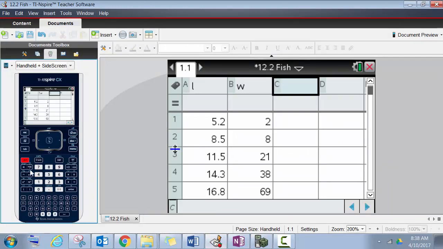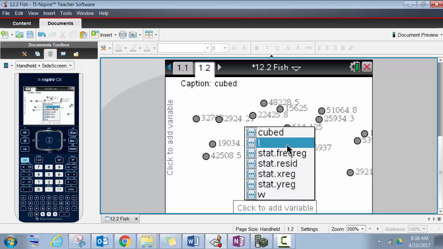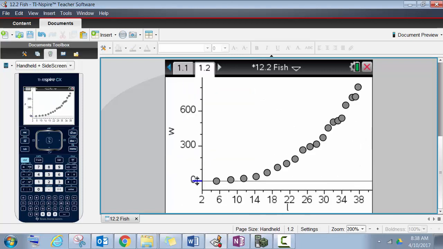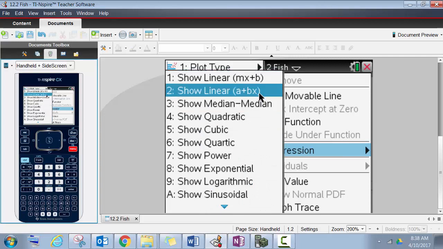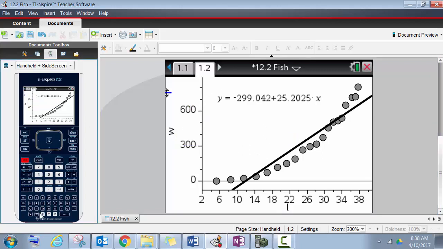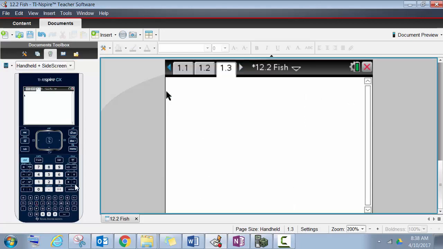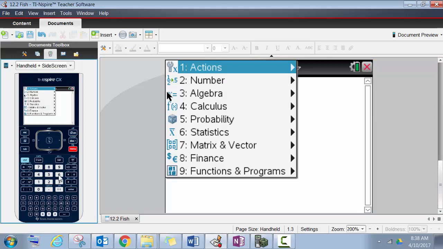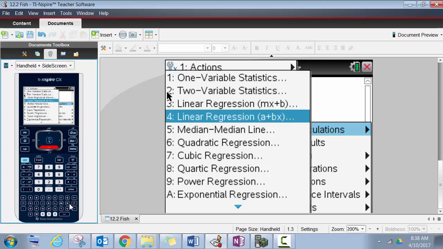So we look at the same thing here, Control I to get a new page, data and statistics, length versus width, and we have this curve pattern yet again. And we can just do our regression right on here. We can't get our R value that way, so Control I, calculator page, statistics, stat calculations, and linear regression A plus BX.